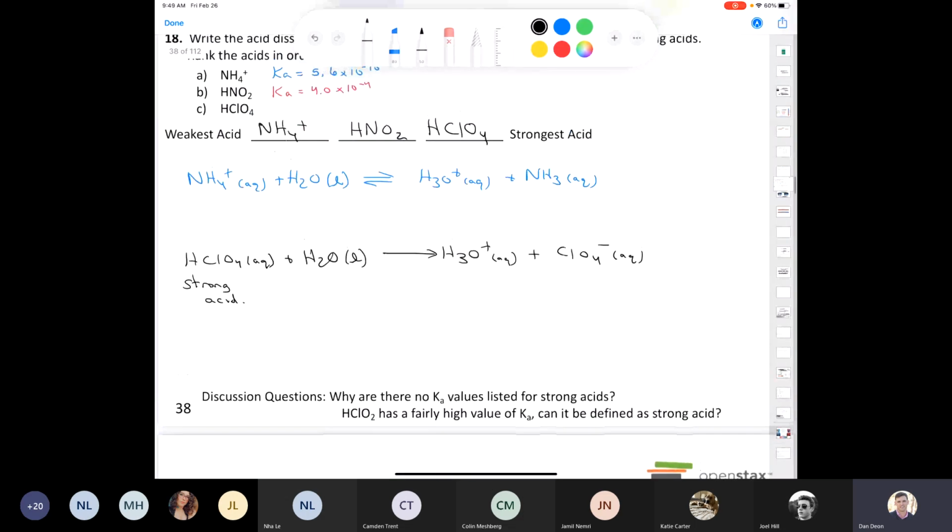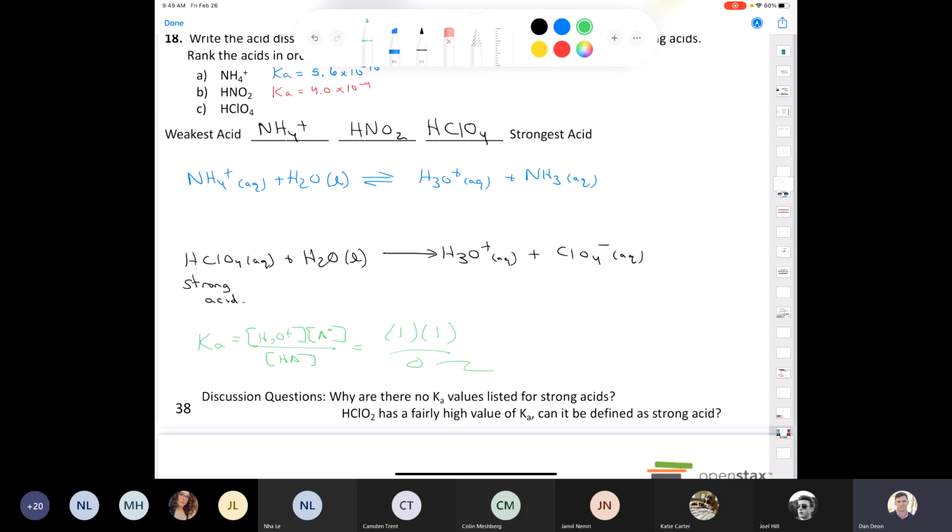Now, there's a question down here at the bottom that says, why are there no Ka values listed for strong acids? Why isn't there a Ka value? Because if you had a strong acid, your Ka is equal to the concentration of hydronium multiplied by the concentration of the conjugate base divided by HA. Well, if you've only got your hydronium and your conjugate base and you've got nothing in the denominator, when you have a 0 in the denominator, try putting that in your calculator. 1 divided by 0. Uh-oh, my calculator broke, right? You get an error. So there's no such thing. You wouldn't get a value because it dissociates completely.